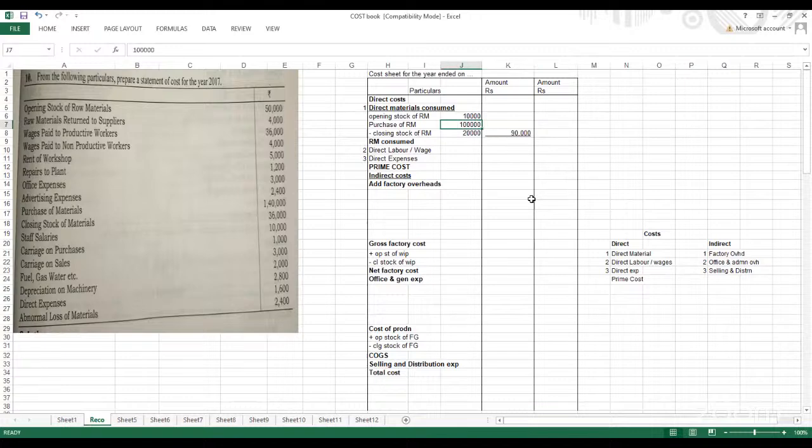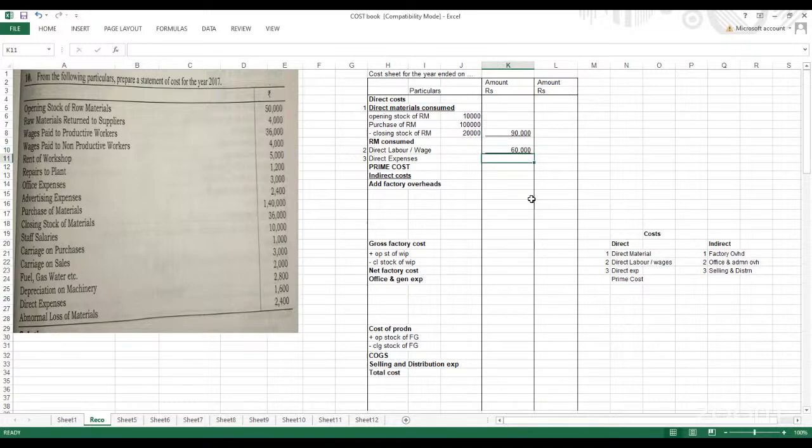They will provide these three things. Apart from these three things, sometimes they may give you carriage inward, which is part of raw material cost. Then comes direct labor. They will directly provide you the value of this direct labor, say for example, 60,000.